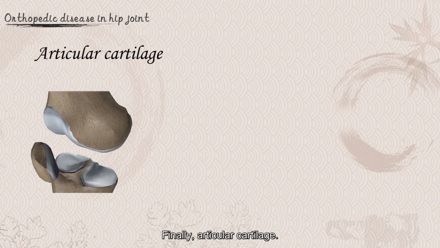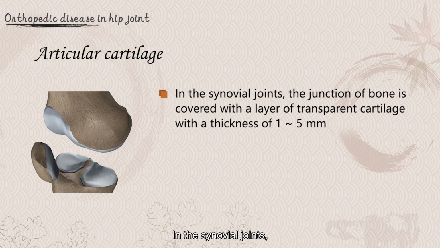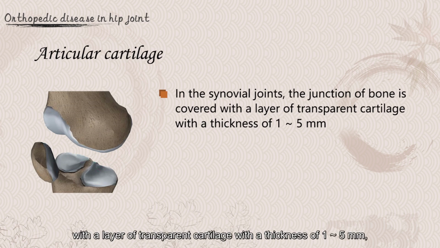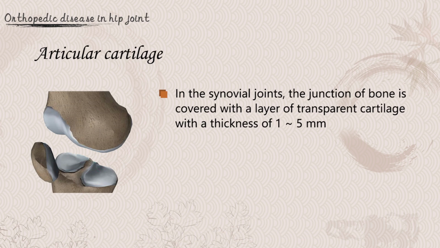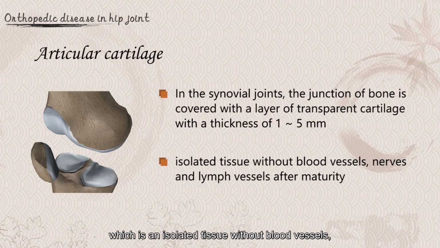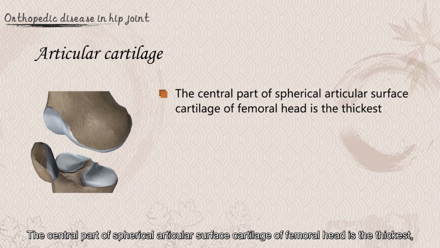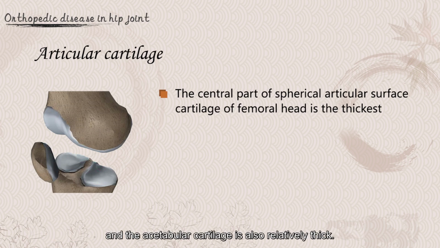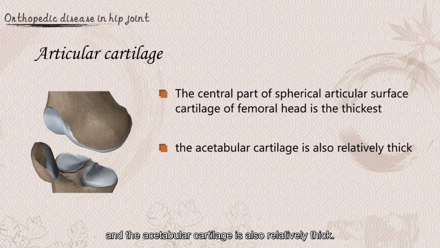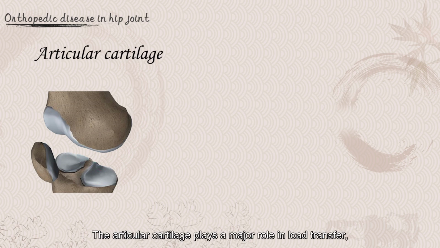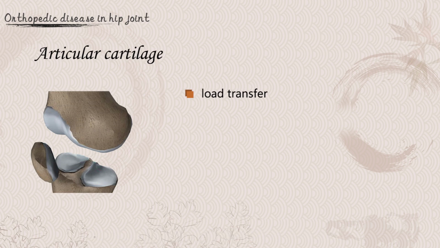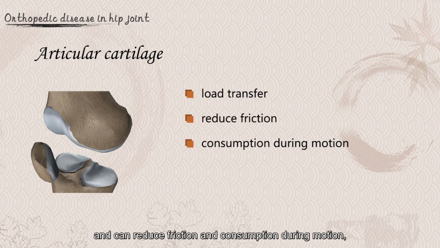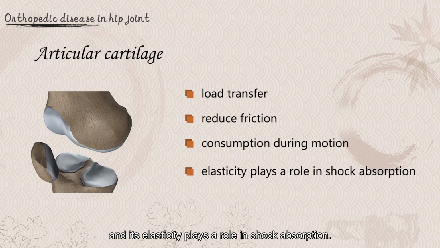Finally, articular cartilage. In the synovial joints, the junction of bone is covered with a layer of transparent cartilage with a thickness of 1 to 5 millimeters, which is an isolated tissue without blood vessels, nerves, and lymph vessels after maturity. The central part of the spherical articular surface cartilage of the femoral head is the thickest, and the acetabular cartilage is also relatively thick. The articular cartilage plays a major role in load transfer and can reduce friction and consumption during motion, and its elasticity plays a role in shock absorption.